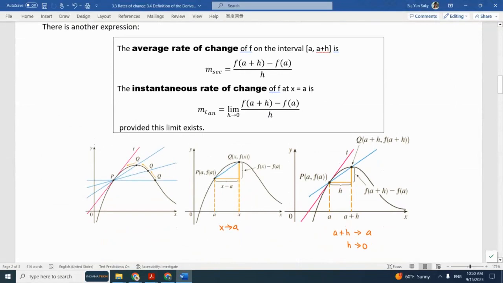From now on, I suggest you use the second formula. If you forget the formula, draw the picture. Write down your first point, a, f of a. Write down your second point, a plus h, f of a plus h. Then you know rate of change is change of y over change of x, and you let the limit as h goes to 0. This is how you get the formula.